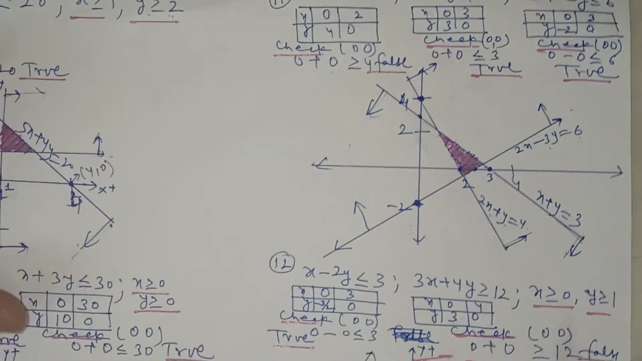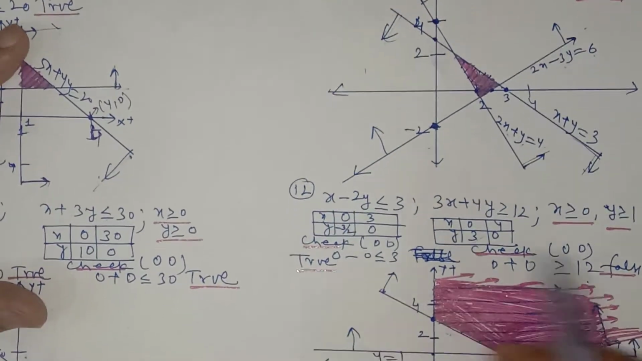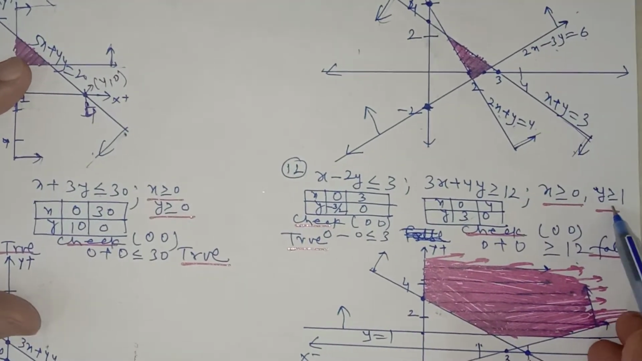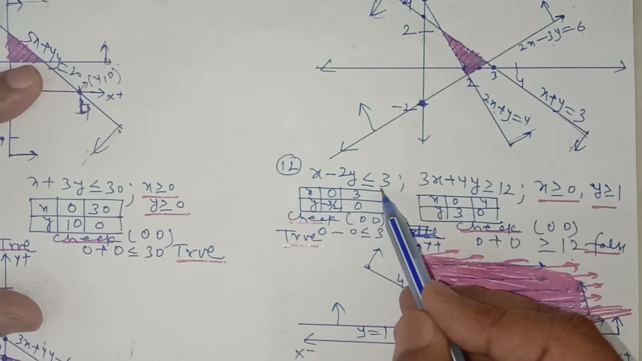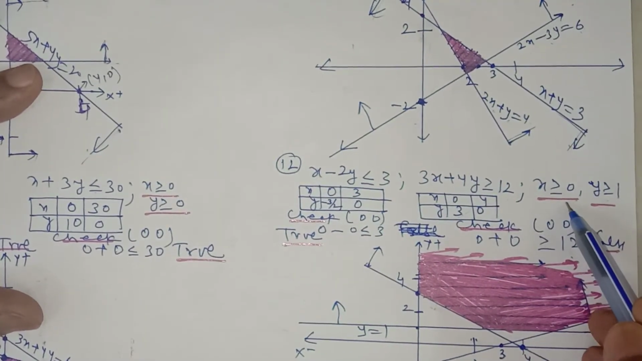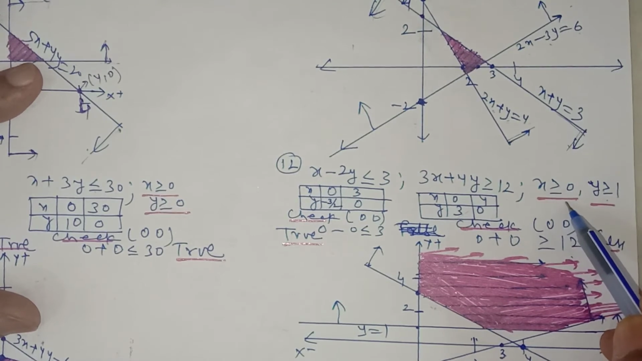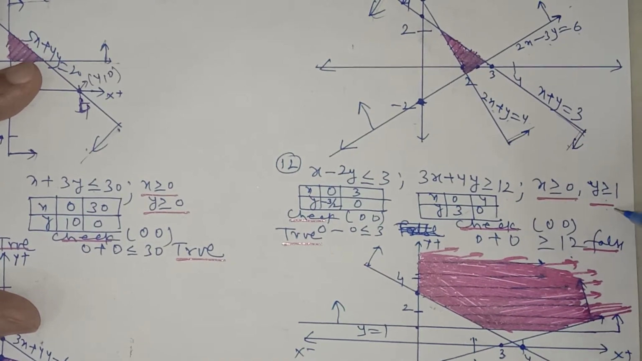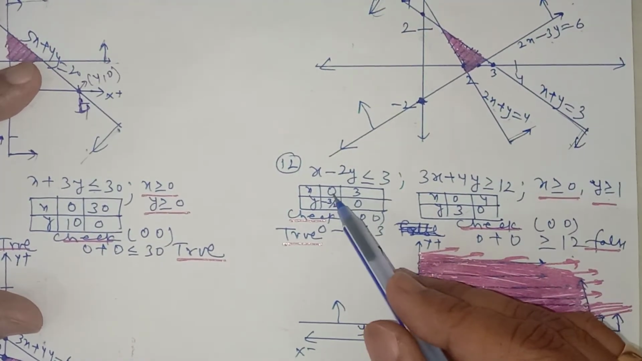So this is the proper method to do the questions. Now again we have four conditions in this question. x minus 2y less than or equal to 3, 3x plus 4y greater than or equal to 12. x greater than 0 means only in the first or fourth quadrant, and y greater than 1 means upwards towards y is equal to 1. So I have taken the solution set of this.